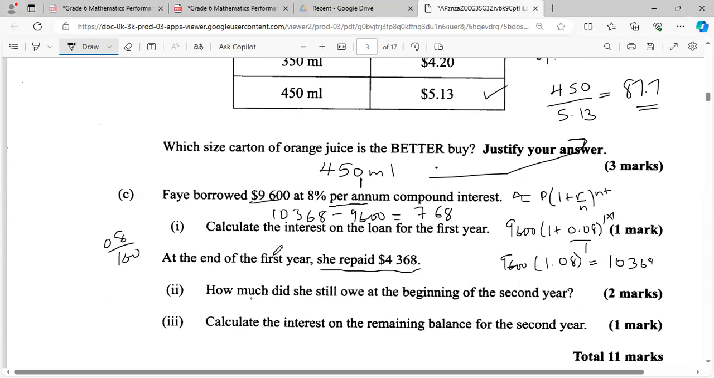Alright, how much did she still owe at the beginning of the second year? So she said at the end of the first year, she repaid 4,368. Out of everything, she's supposed to pay back 10,368, and she paid 4,368. So she still owes 6,000.